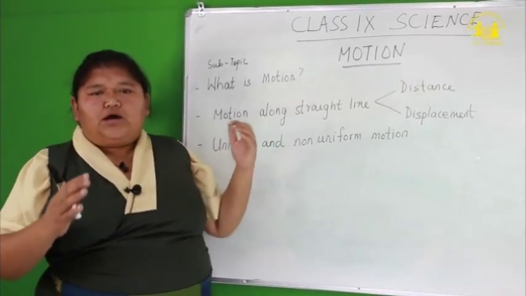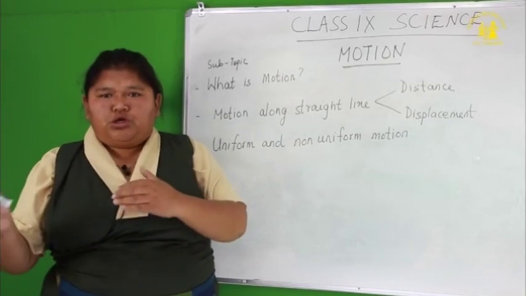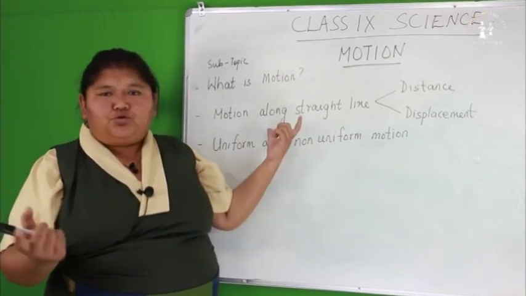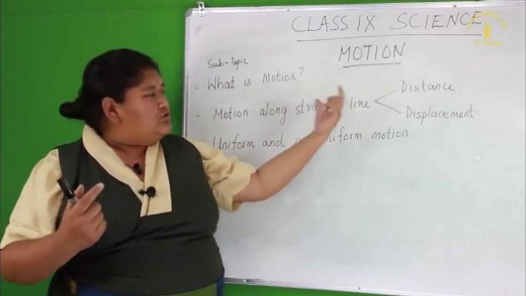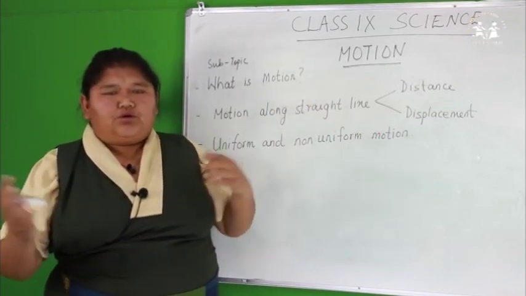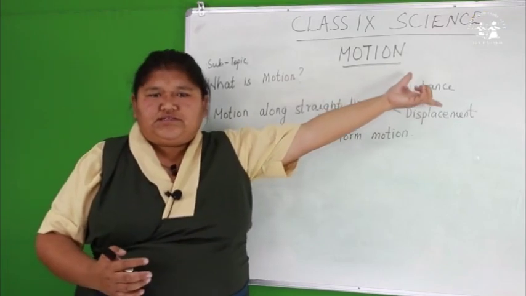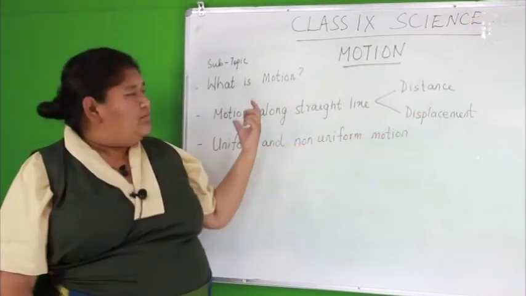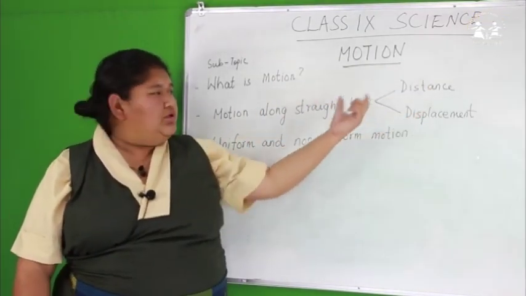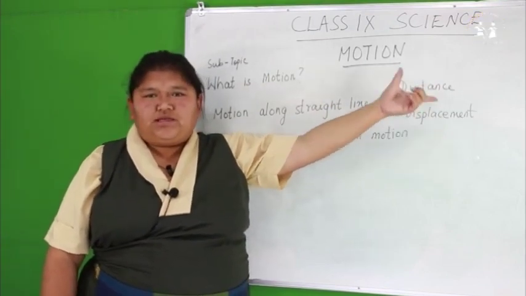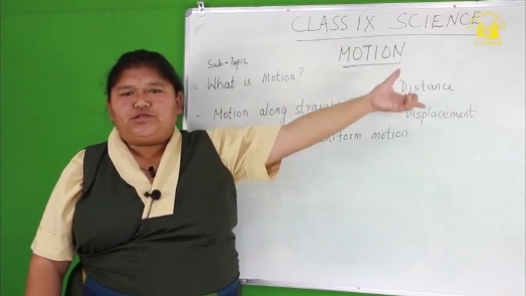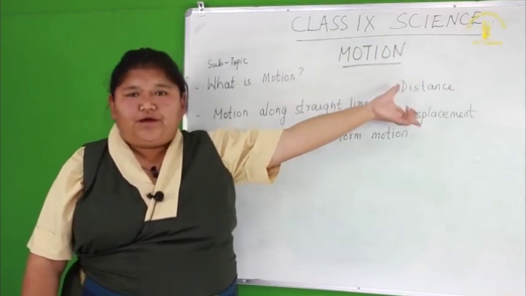We have different types of motion. So today we are going to discuss one part of motion, that is motion along a straight line. Right, and when we discuss motion along a straight line, we will come across two different concepts, that is distance and displacement. We will be discussing what is distance and what is displacement, and then we'll also be discussing calculations related to these two different concepts.